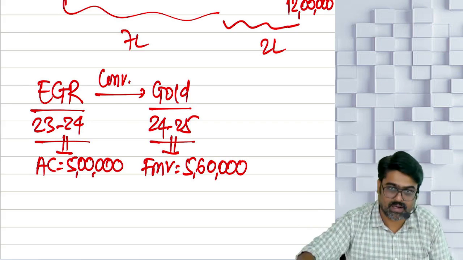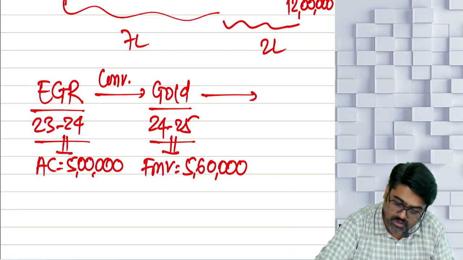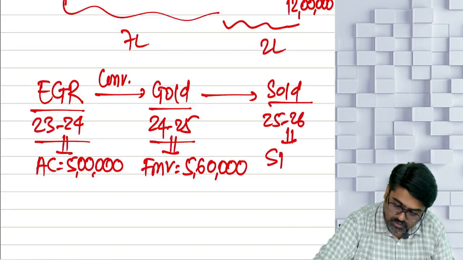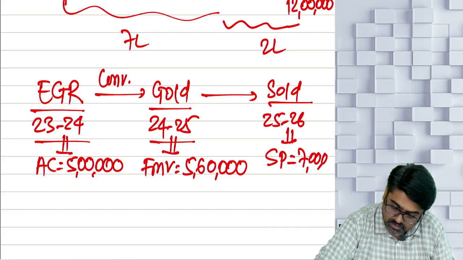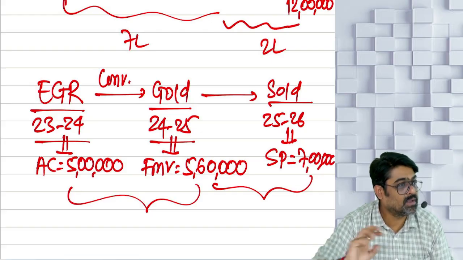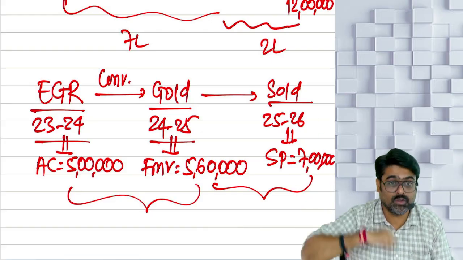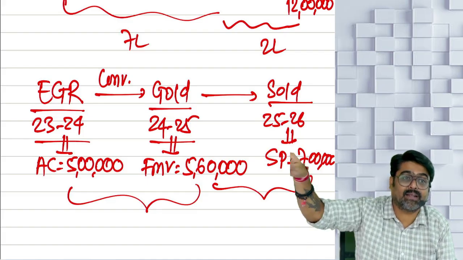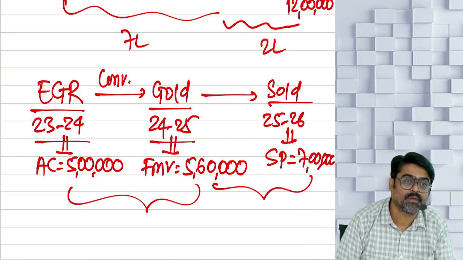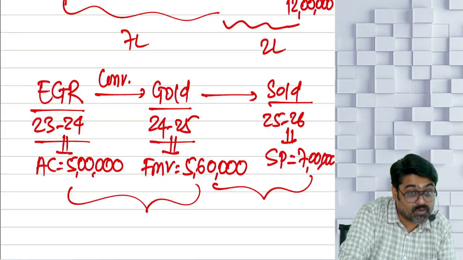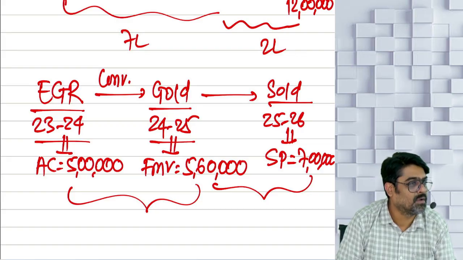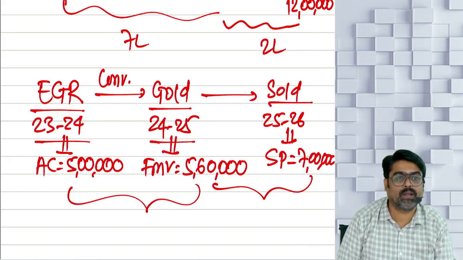And now converted gold you are having. Converted gold. If you sell this gold in 25-26 and the selling price was, example, 7 lakhs. So can I say this gain will realize? And this gain will also be realized. Both the gain will be realized when the gold will be actually sold. Yes or no? And at that time, both the gain should be taxable. So what will be the cost of acquisition of this gold? Cost of EGR on whose conversion you are getting the gold will be deemed to be the cost of gold. Yes or no?